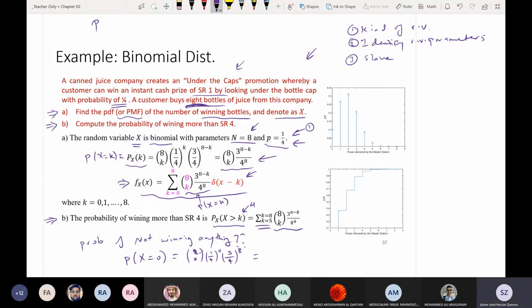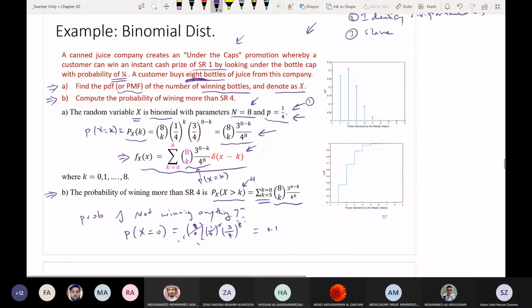So basically this is equal to 1 and this is equal to 1. It's 3/4 to the power 8. Can someone calculate it with the calculator? 0.75 to the power 8. 0.1. Exactly 0.1. Okay, excellent. And the PMF looks like this.